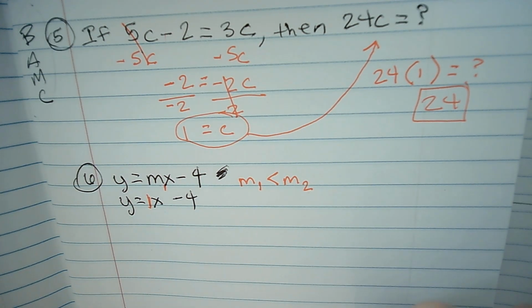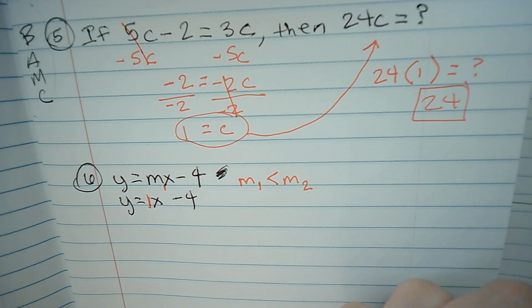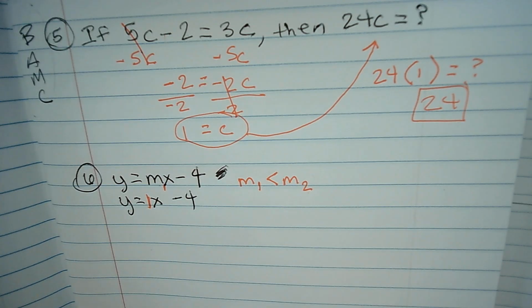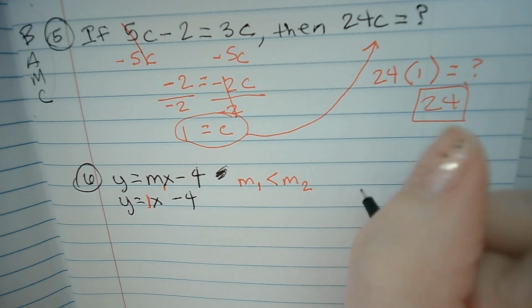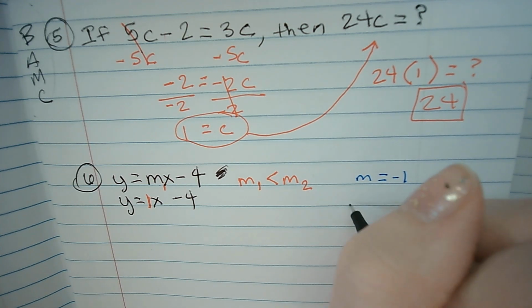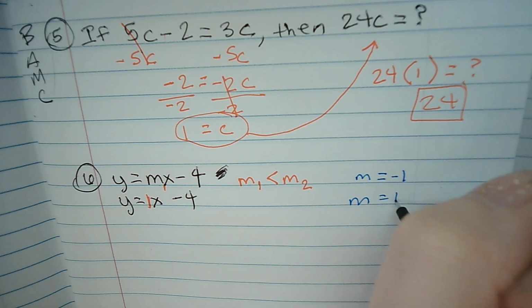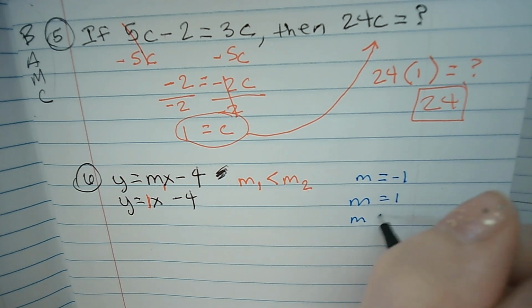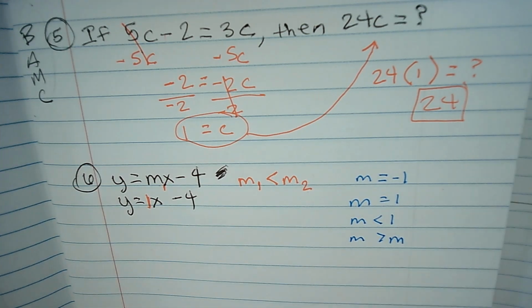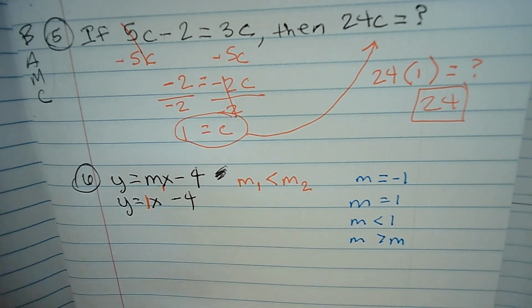So it's asking me which of the following must be true about m. Let's choose a different color. Let's choose blue. We have either m is negative 1, m is 1, m is less than 1, or m is greater than 1. Those are our options. What do you think it is?